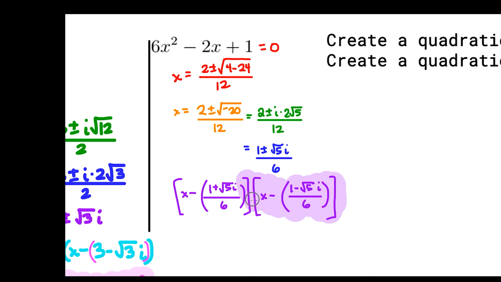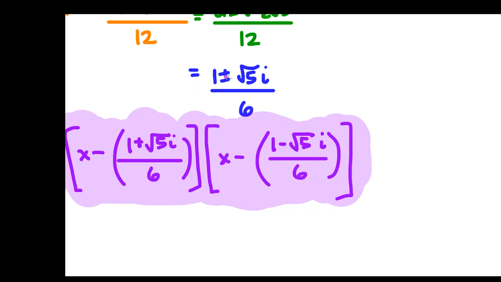And if you wanted to distribute, you could. It kind of is the same answer either way, so it doesn't really matter. But that ends up being the answer. And one thing I really want you to see is that you're using both of these solutions right here. Okay, you're using the plus and you're using the minus, to get that factored form for the answer.